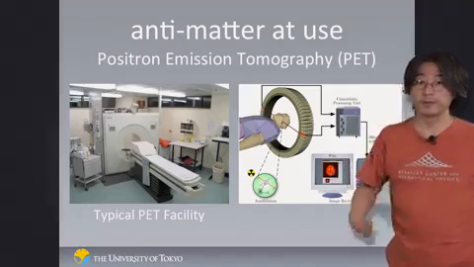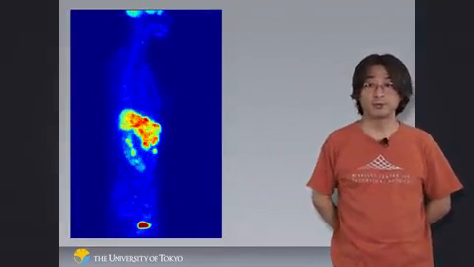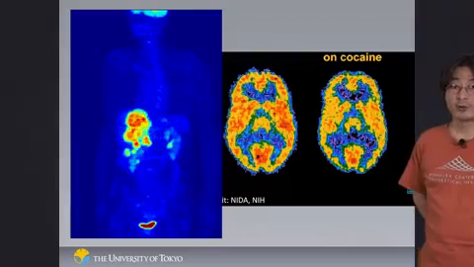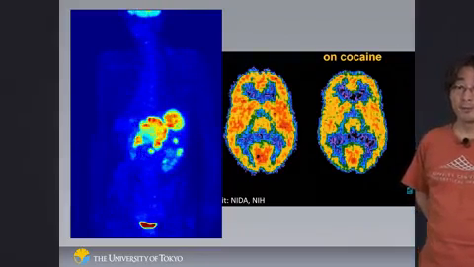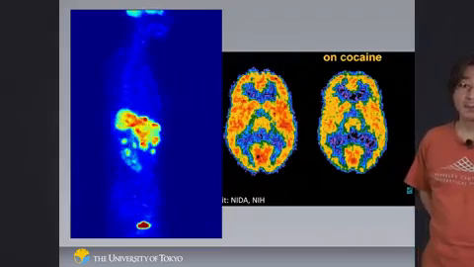That's the energy of the light. And that way you can scan your body and identify where the cancer is located in your body, and you may be able to use radiation therapy to target that area to kill the cancer cells. So that's what you can do with positron emission tomography by using antimatter.